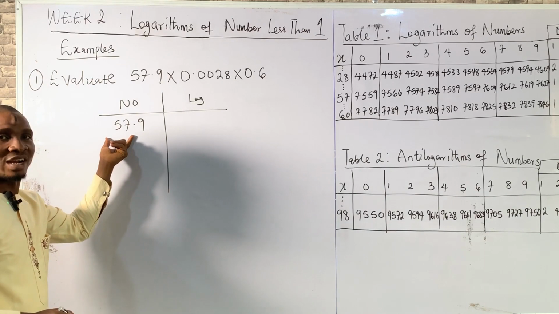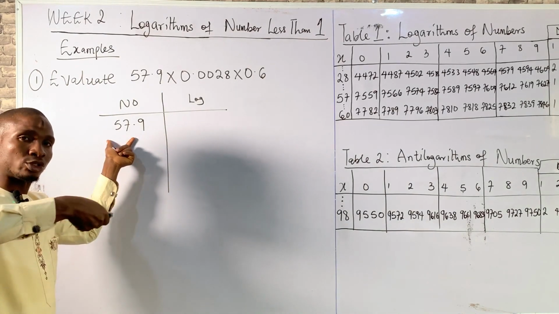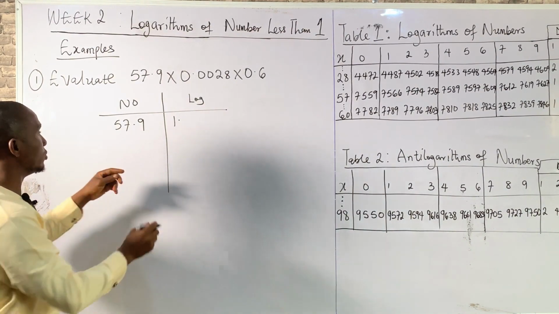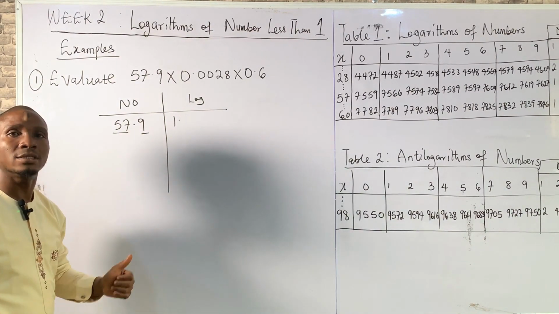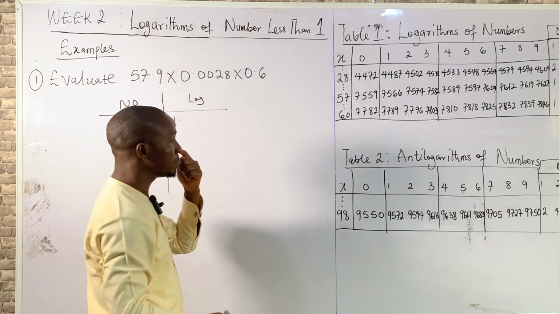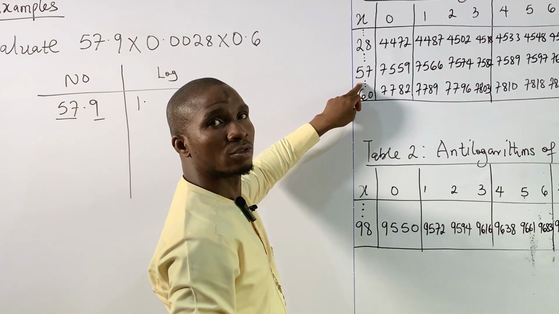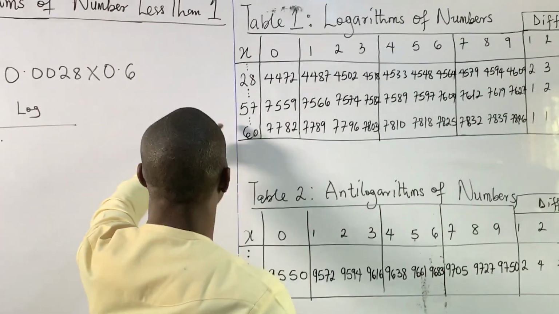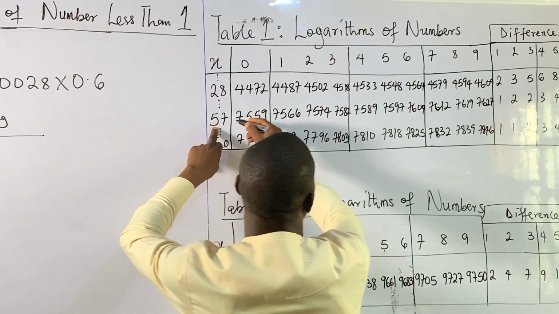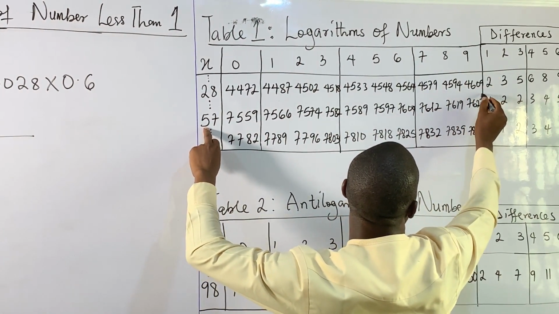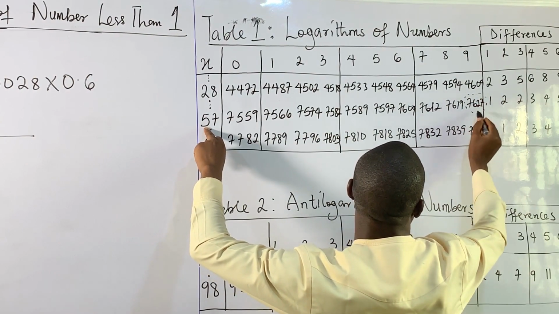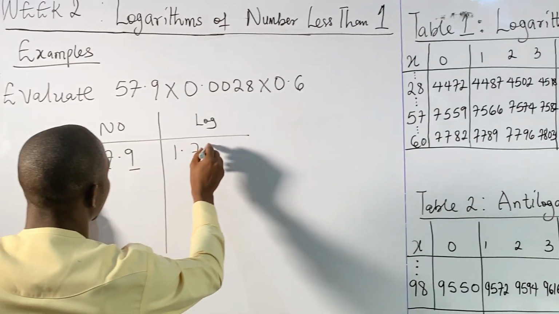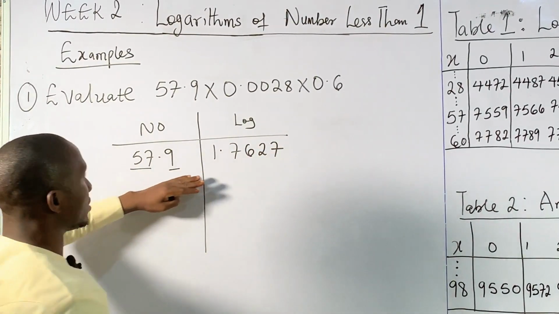57.9. The characteristic here is 2, subtract 1, that will be 1 point. Then you check your logarithm table, 57 under 9. Now let's check the logarithm table. This is the logarithm table. So we want to check 57 under 9. That is 7627. That is the log.